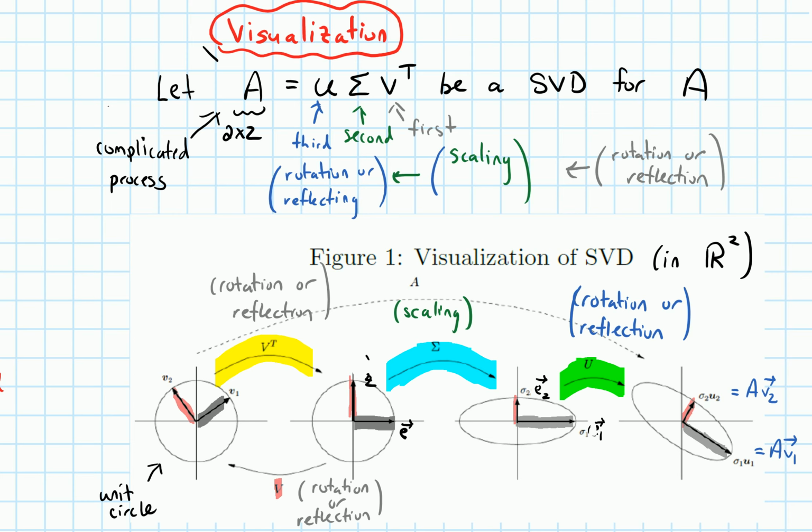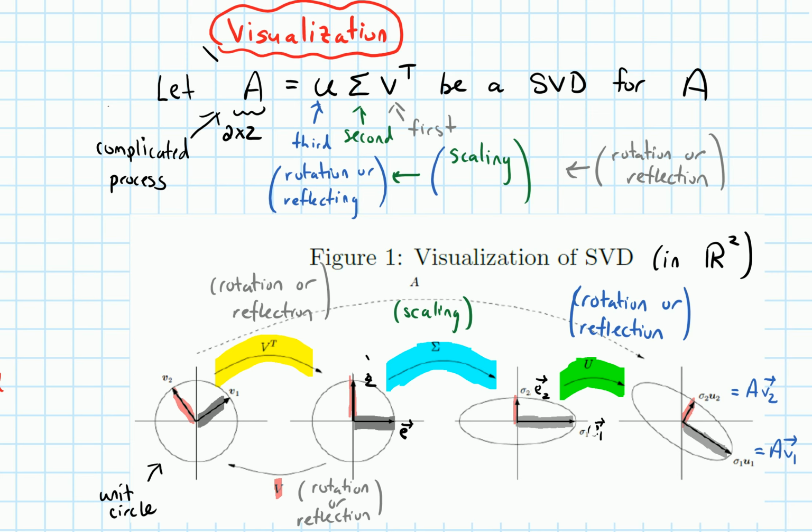So visually this is nice because we can think about a matrix A in terms of these three parts. V transpose performs a rotation or reflection. Sigma will scale vectors, either enlarge them or shrink them, and then U is going to rotate or reflect them again.